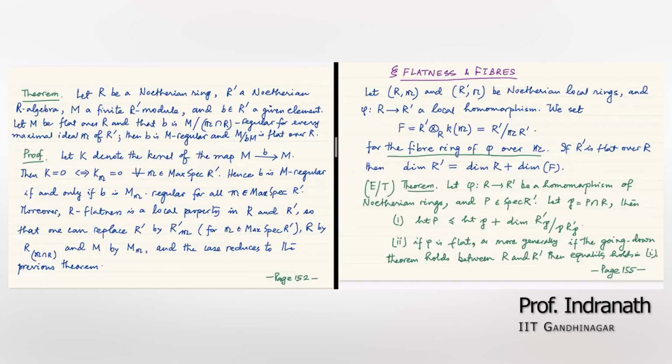If you have a homomorphism of Noetherian rings, and if capital P is a prime ideal of R', and little p is the contraction of capital P, then you have these two things true: the height of this prime ideal in R' is less than or equal to the height of the contracted ideal plus this dimension. And if phi is flat, or more generally, if the going down theorem holds between R and R', then equality holds in 1.